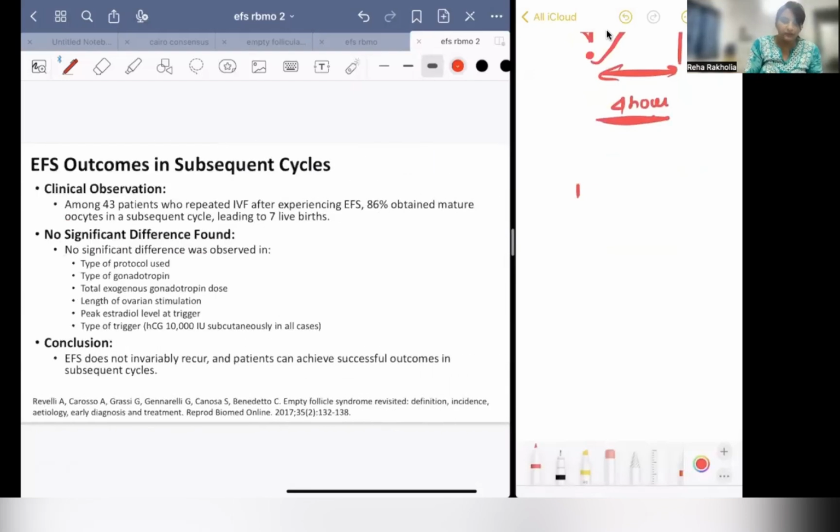Then, EFS outcome in subsequent cycle. There was one study in which no significant difference was found in type of protocol used, type of gonadotropin used, total exogenous gonadotropin dose, length of ovarian stimulation, peak estradiol level at trigger, and type of trigger. This is only one study. Conclusion: EFS does not invariably reoccur and the patient can achieve a successful outcome in a subsequent cycle.